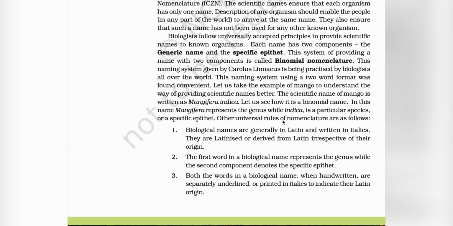Other universal rules of nomenclature are as follows. The first rule is that biological names are generally in Latin and written in italics. They are Latinized or derived from Latin irrespective of their origin. The second rule says the first word in a biological name represents the genus while the second component denotes the specific epithet. According to the third rule, both the words in a biological name, when handwritten, are separately underlined or printed in italics to indicate their Latin origin.